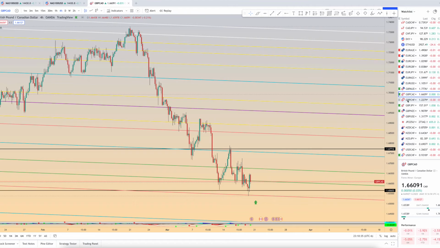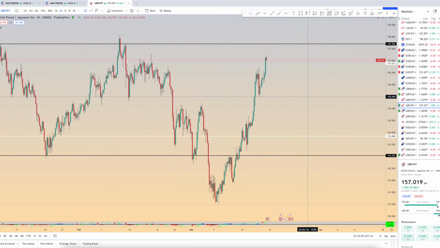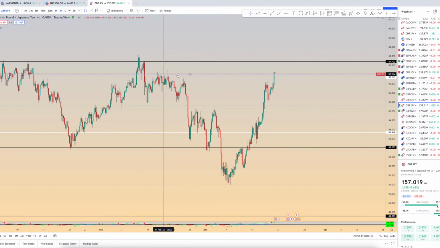Okay. GBP CHF. Just an imbalance to fill. There's really nothing else I saw besides support and resistance zones. Feel free to do what you want with that. GBP JPY. We are in a previous supply and demand zone right here and here. We are going to be hitting a resistance zone very soon. But yeah, the yen is weak. We could blow right through it.